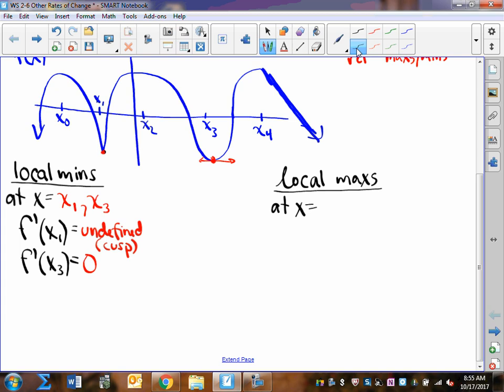Where on my graph do my local maxes occur? Good, x sub 0. We have a high point there. Where else? Good, x sub 2, and x sub 4. Good. So again, these are kind of our hilltops, the high points in relation to the graph around it. It is the highest point in that area. Okay, now again, let's identify the derivative of each of these: my derivative at x naught, my derivative at x 2, my derivative at x 4.